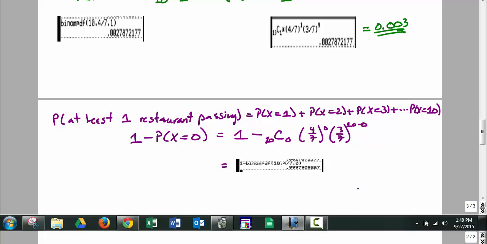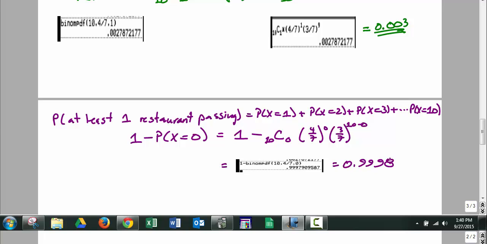So here, if they asked me to round to 3 places, I'd have to end up rounding this to 1. So I think I'll round this one to 4 places, and I'd have 0.9998 for the probability of at least one restaurant passing. So what is the probability that, of these 10 restaurants that I visit, at least one will have passed inspection? It looks like it's a very, very high probability. Now be careful when you're working again, because it will be pretty specific about how it wants you to round in My Math Lab.